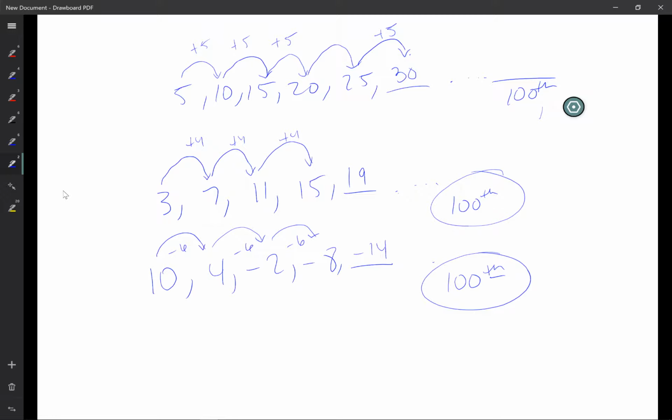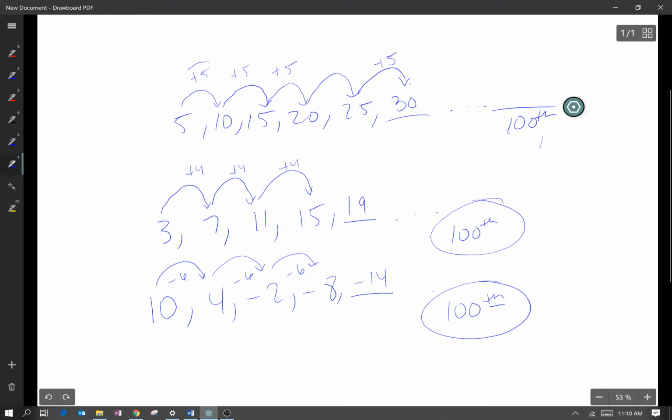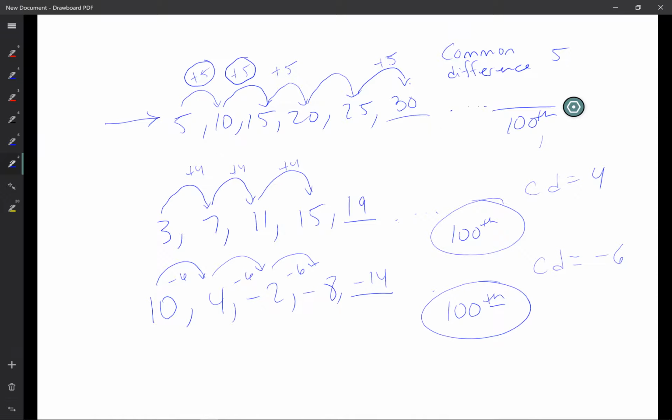A couple bits of terminology. If it's going up or down by the same amount each time, that's called an arithmetic sequence. If you're adding or subtracting the same amount each time, it's an arithmetic sequence. Now, whatever it's adding or subtracting each time, in this pattern it's going up by fives. We call that number the common difference. The common difference was 5 here, the common difference on this one was 4, and the common difference on this one was negative 6. That's the amount that it's going up or down by each time.